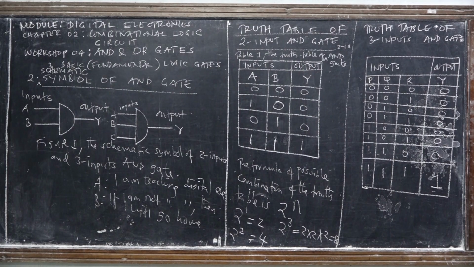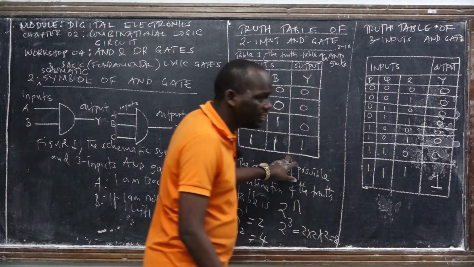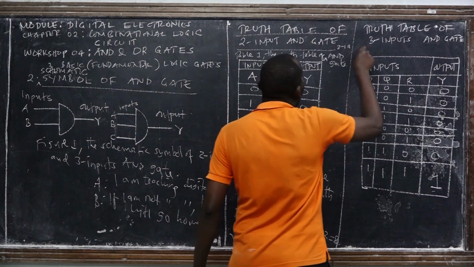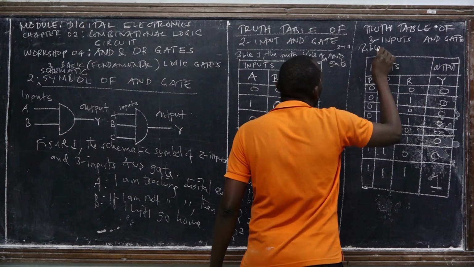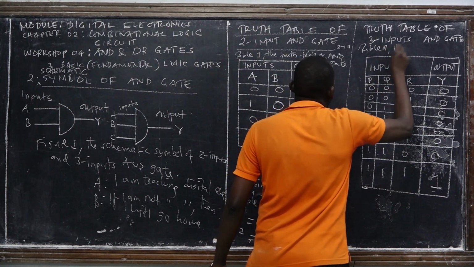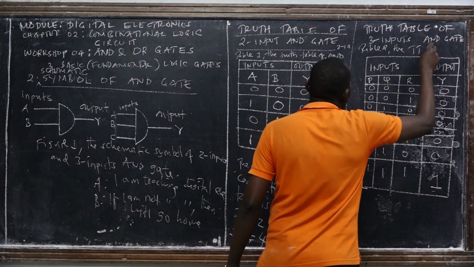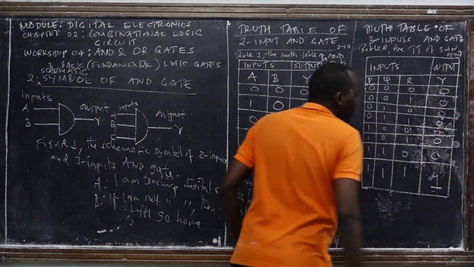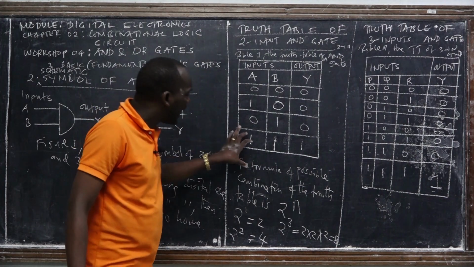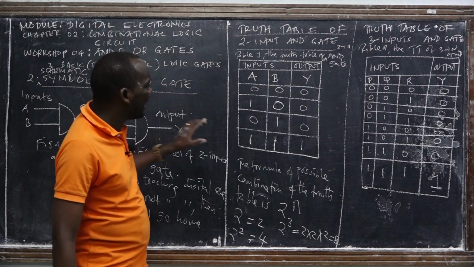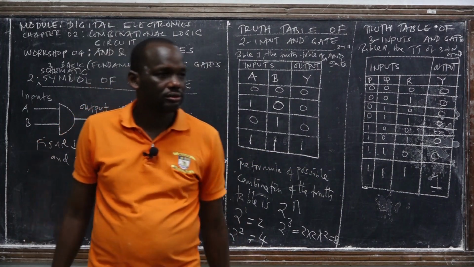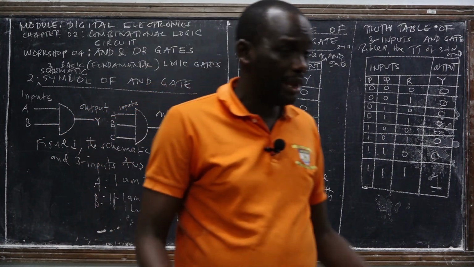Okay? Stop writing. The output of the AND gate from this truth table, remember that you have to write, this is table 2, the truth table of a 3 input AND gate. So from this truth table, it means that the output of the AND gate will be high, or will be 1, if all the inputs are 1. So bear that in your mind.